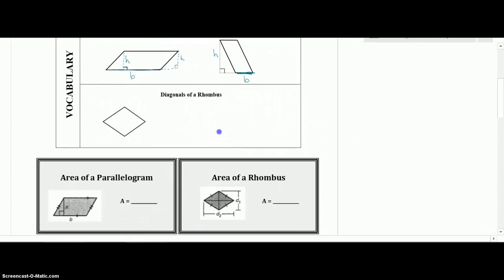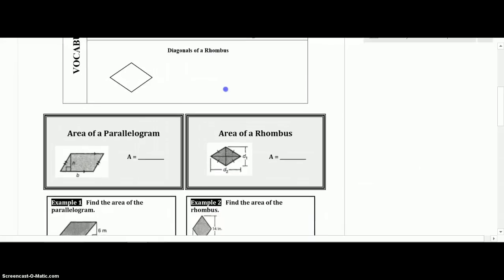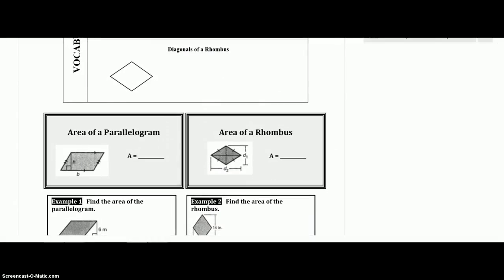Now for a rhombus, that's a special parallelogram, so it's going to have a special formula. We need to look at the diagonals of a rhombus. Now the diagonals are going to go through the rhombus and connect the vertices. So this is a diagonal, and this is a diagonal. And it doesn't matter which one you call diagonal 1 or diagonal 2, but in the formula, that's how we're going to label them. Remember that the diagonals of a rhombus are perpendicular, and because it's a parallelogram, they do bisect each other.